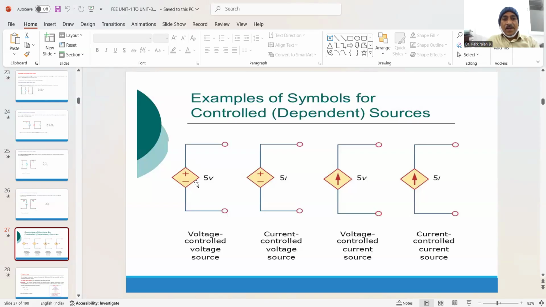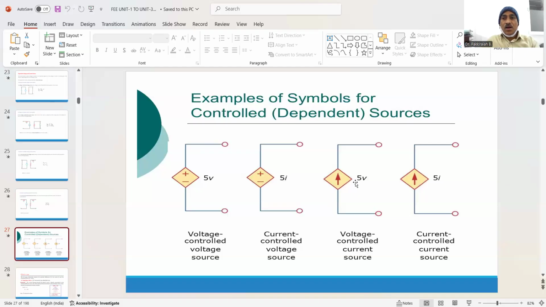Now you see here, rhombus shape, dependent, plus minus voltage source, dependent voltage source, depending on some 5 volts. Depending on some extra additional 5 volts, this is the example for the voltage dependent voltage source. Now here also you see a rhombus or diamond, dependent plus minus voltage source, depending on current. So current dependent voltage source or current controlled voltage source.